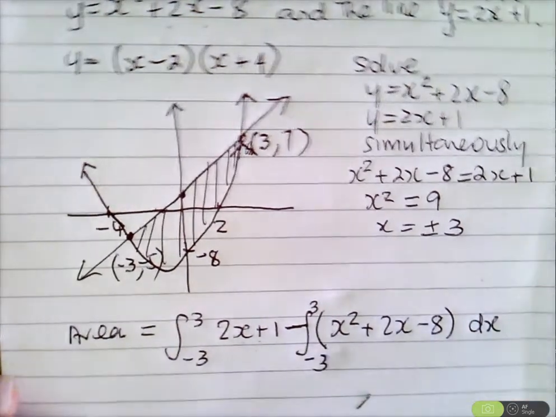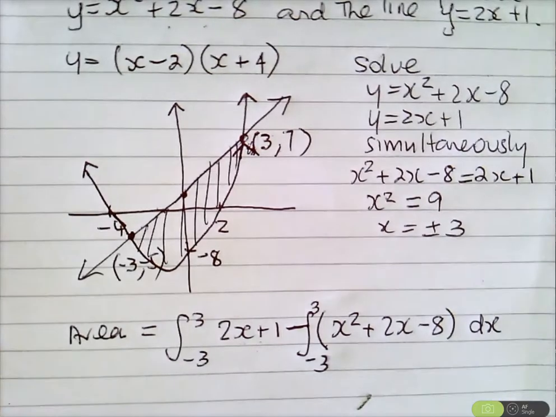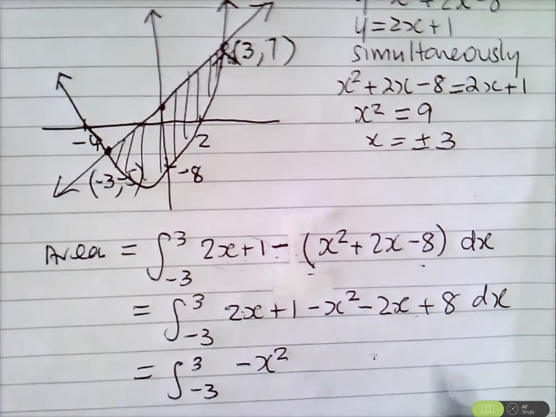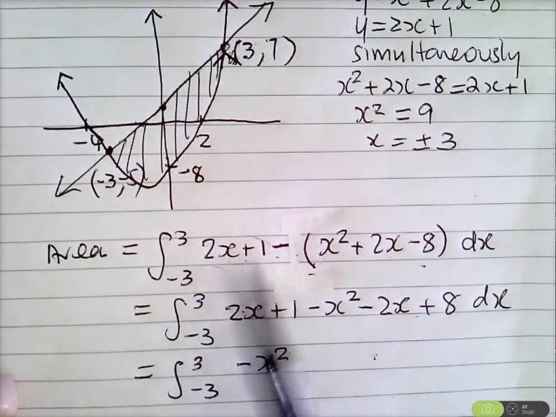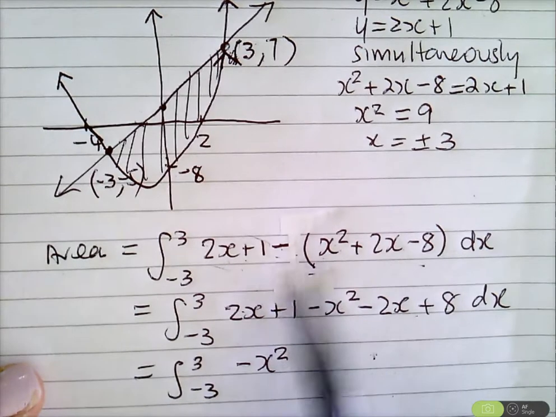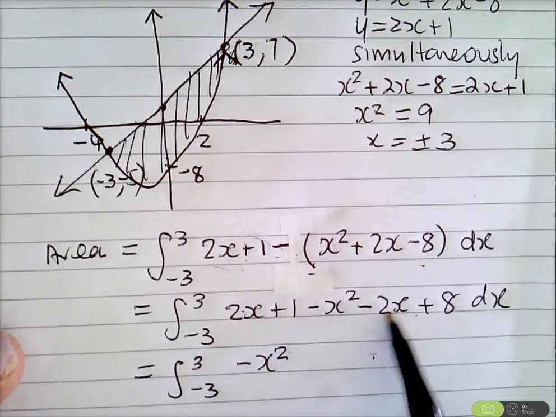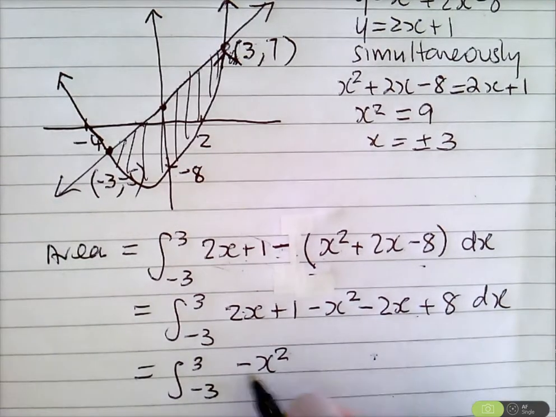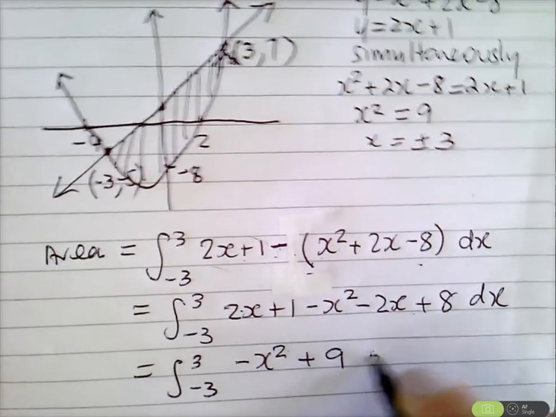No. All right, I've got one in my pencil, recording that. Okay, so we've got the integral from 3 to minus 3 of the top curve minus the bottom curve. Make sure you're taking away each of those terms in that second function and combine like terms, and we've got minus x squared plus 9 dx.